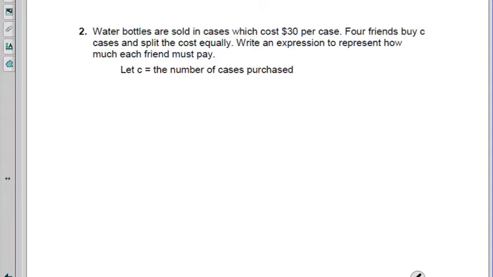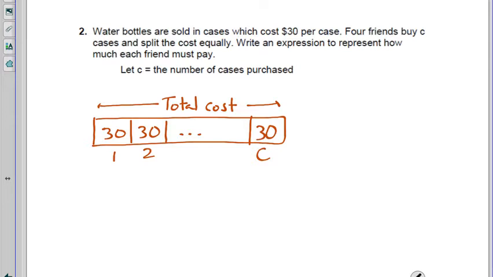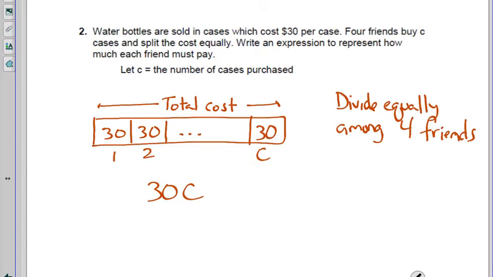All right, so now we have some water bottles sold in cases, and each case is $30. So if I drew a bar model, I can see that one case is $30, my second case is another $30, and I'm going to get C cases. And all those together is my total cost. So my total cost is going to end up being 30 times C, or C groups of 30. I'm going to split that with my 4 friends. So let's look at that. I'm going to take my total cost, and I'm going to divide it into 4 equal parts.